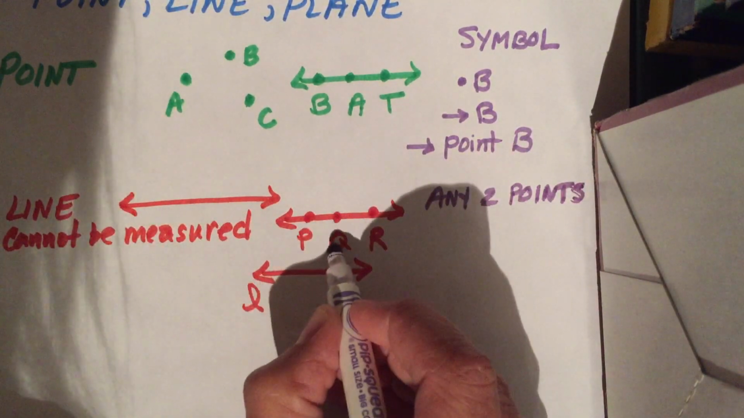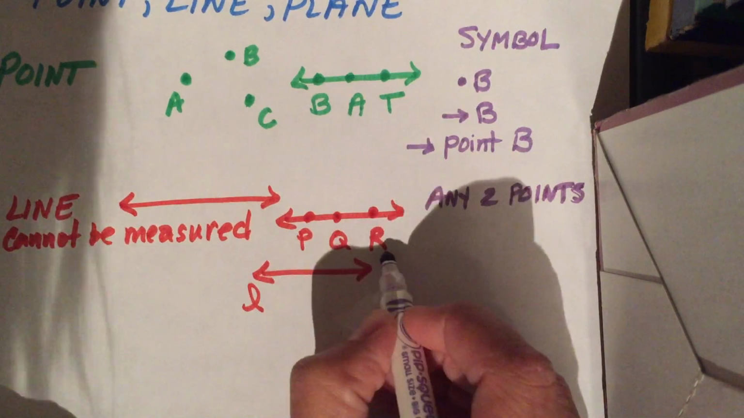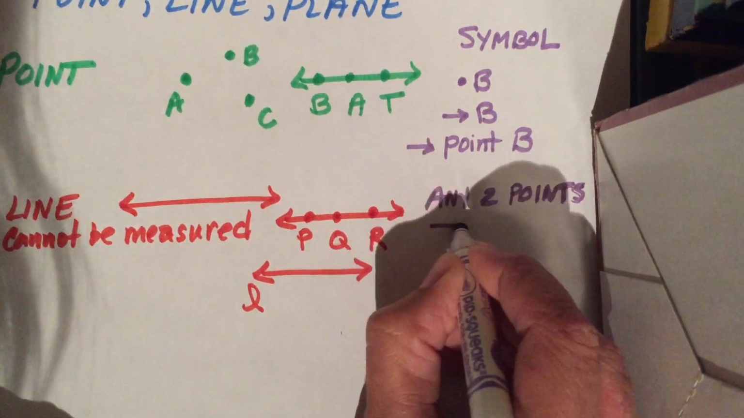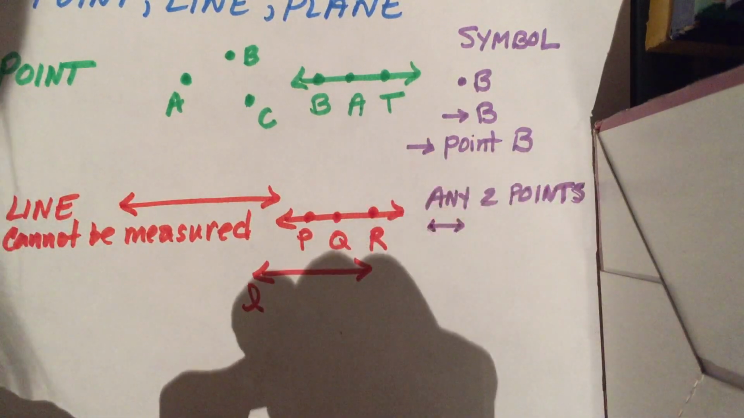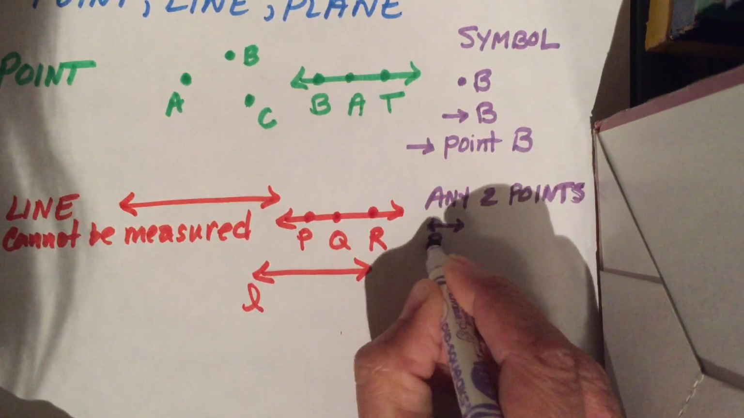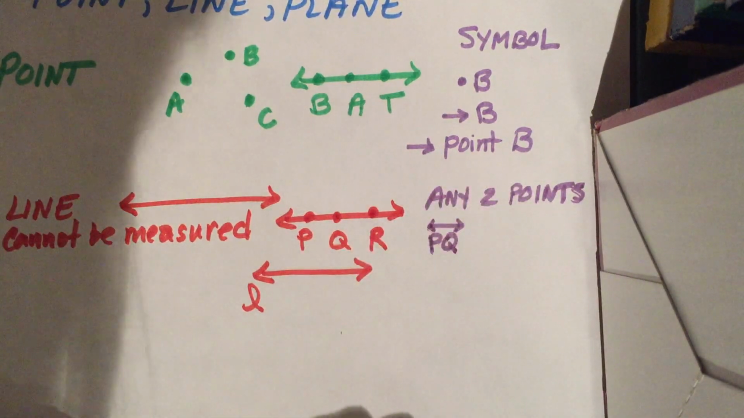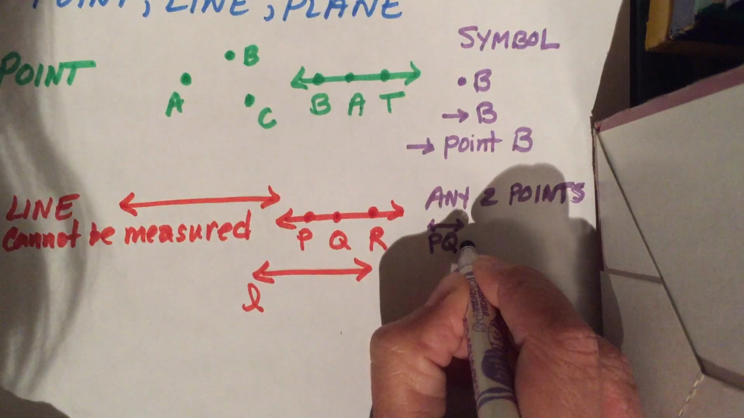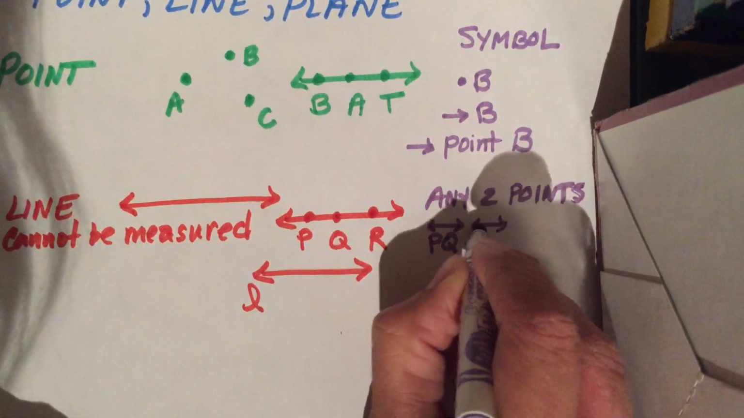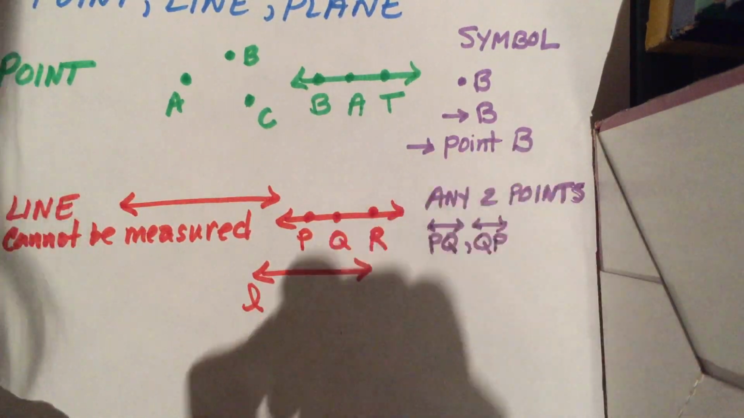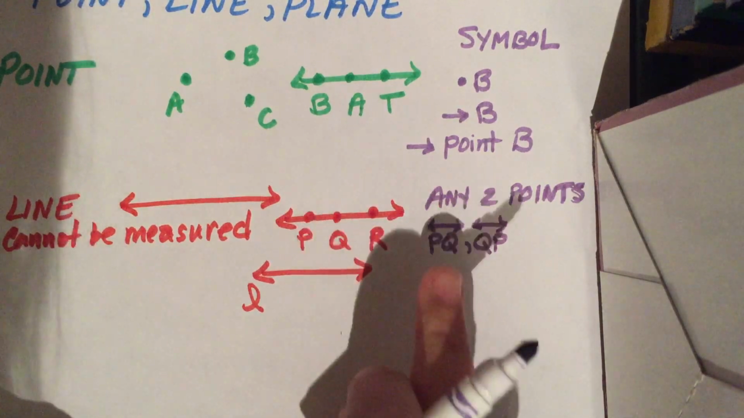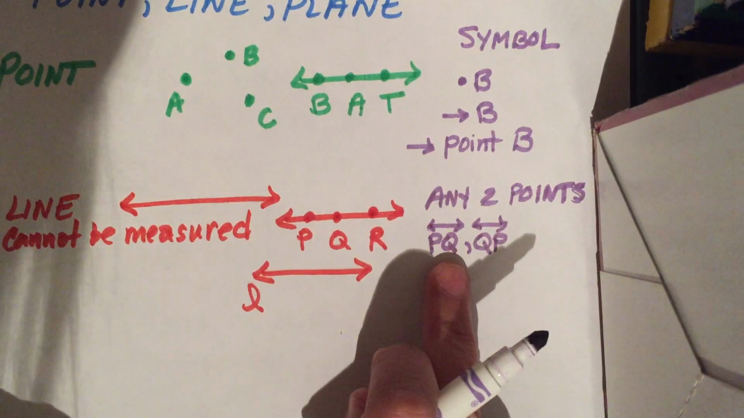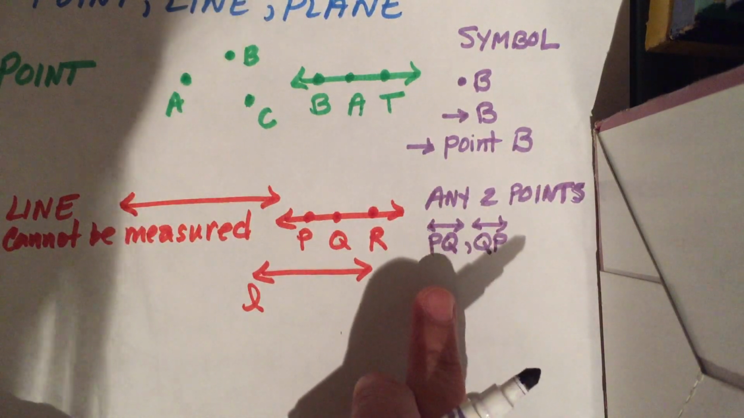So I can choose P and Q, or I can choose Q and R, or I can choose P and R. It doesn't matter. And to name it, you're going to use the line symbol, and then you're going to pick 2 points. So in this case, I named it PQ, line PQ. Okay? I also, if I wanted to, I could have switched those around and called it QP. It doesn't matter what order you use when you're naming these. The line that goes from P to Q and the line that goes from Q to P are the same line.